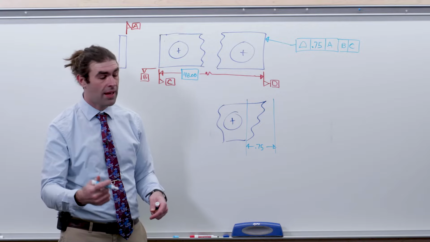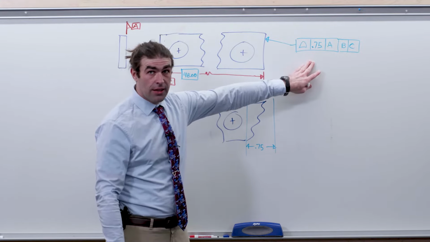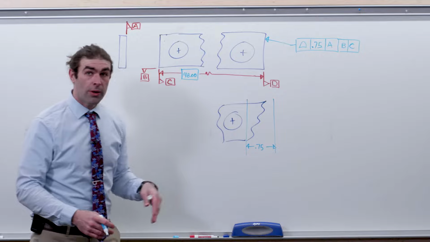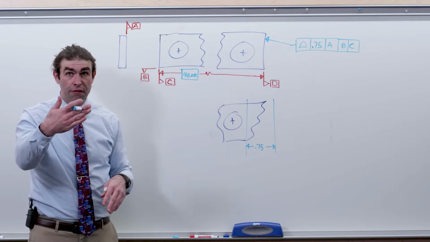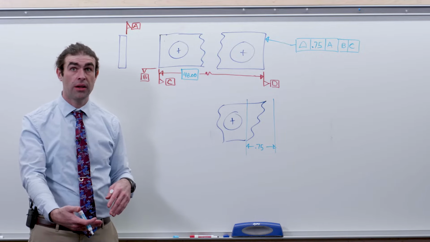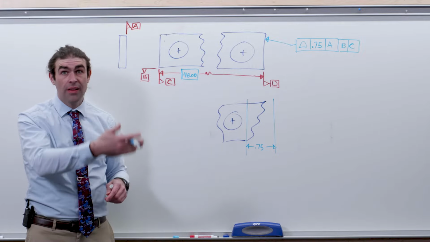So the way we're going to do that, we're going to leave this, but now we're just going to measure the flatness of that surface, right? So we've got this 3/4 inch, let's flatten it up.